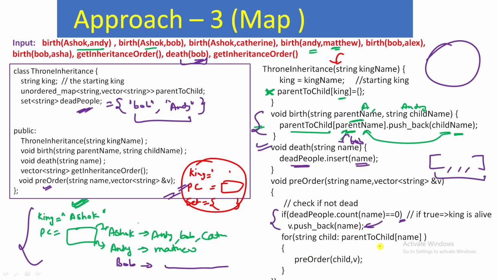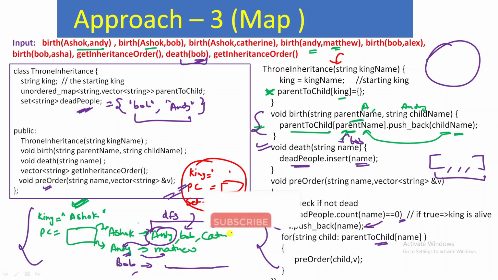After that, you go to the child vector of that particular parent, and one by one you apply the DFS. So first it will go to ND, then recursively go to Matthew, and so on. In the backtracking phase, you will come to Bob, and so on. This is the typical traversal in a map, or if you understand the graph data structure, this is basically an adjacency list.